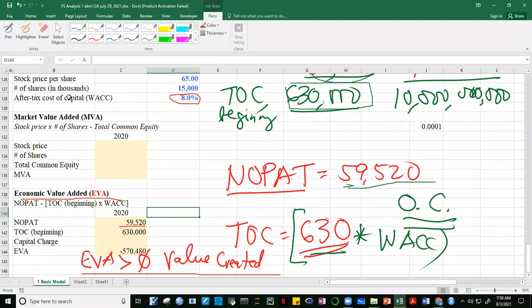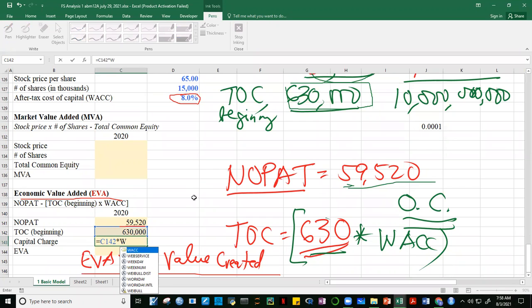Then let's give this a name, guys, yung WAC. You recall how we can give this a name? Yung 8%. So I'll type here in the name box WAC. Okay, so binigyan na natin ng pangalan to na 8% there. So I'm going to use that name. So this is equal to TOC beginning multiplied by the WAC. There. That's your capital charge. Control Enter.